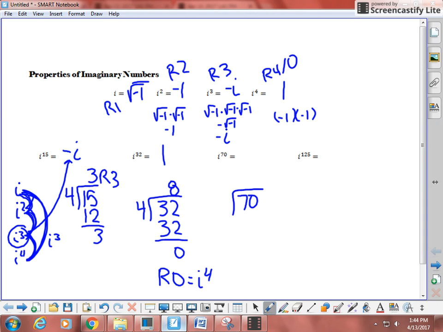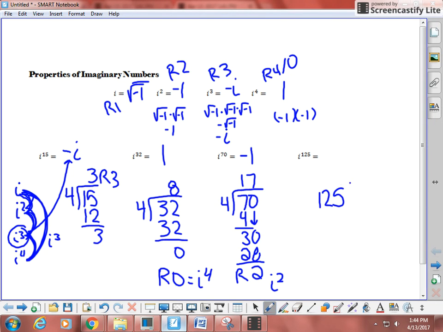i to the 70, divided by 4, goes into 7 one time, 4, 3, bring down my 0, 7 is 28, and I get 2 as my remainder. Well, my remainder 2 is i squared, and i squared is really negative 1.